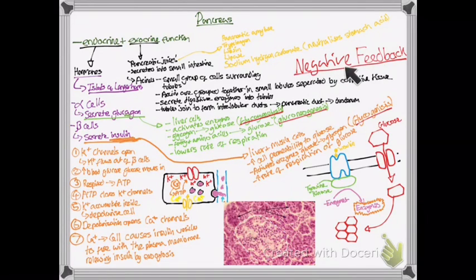So if you've got low blood glucose, really low blood glucose, we release glucagon to get high blood glucose. So negative feedback is creating the opposite of what we've got. If we've got high blood glucose, that's bad, and we want to lower it. So we detect high blood glucose, and then we release insulin to create a lower blood glucose. So that's negative feedback, and that's its role in the pancreas.